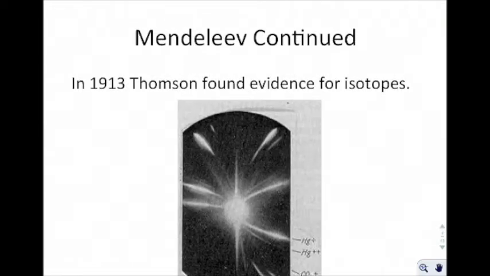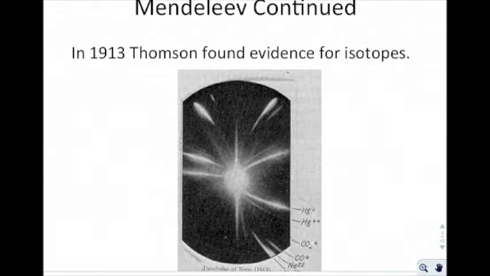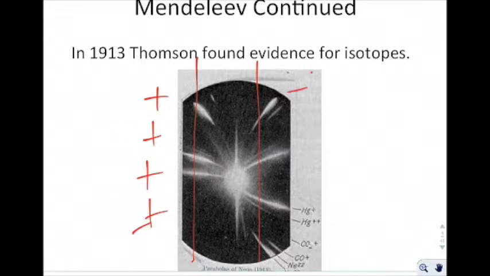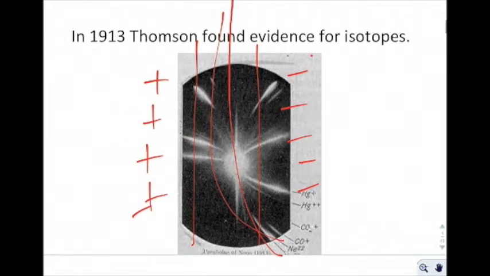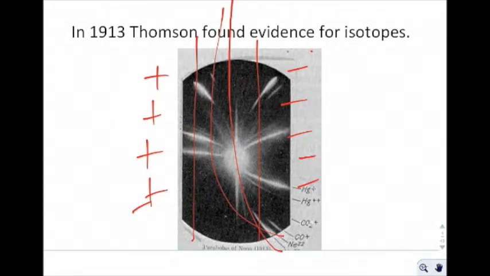In 1913, Thomson found evidence for isotopes. And what he did was an extension of the Thomson experiment, different Thomson. But what they did is they fired atoms between charged plates. And whenever they fired atoms between charged plates, you expect them to curve along a certain path. So all of carbon dioxide goes one way, all of carbon monoxide goes one way. But the interesting thing about this was when they did it for neon, there were two distinct lines. There was one that was here, and there was one that was here.